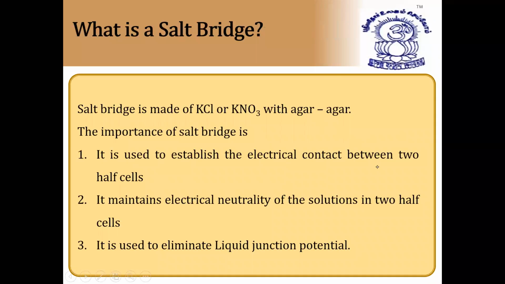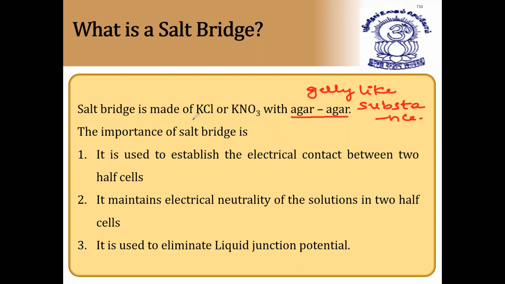what is a salt bridge? As I told you, a salt bridge is made up of potassium chloride or potassium nitrate with agar-agar, a jelly-like soft substance. Agar-agar means jelly-like substance. They'll ask the function of the salt bridge in the galvanic cell as an objective question. So all these points are important.